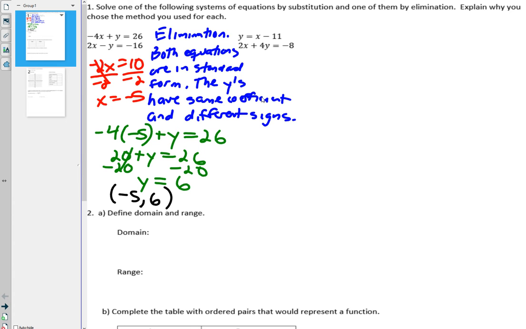All right, so if we use elimination for the first one, the directions state that we're going to have to use substitution for the second one. Oh no, can't spell.